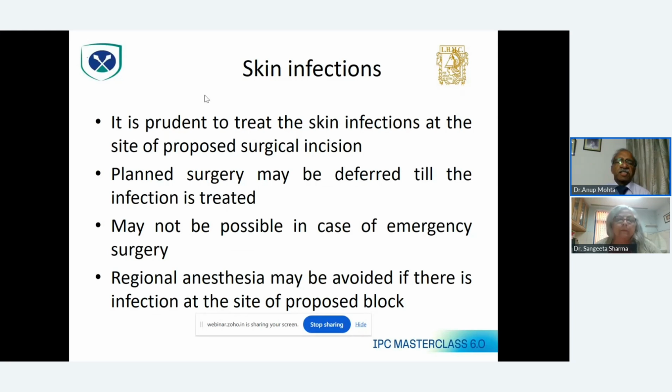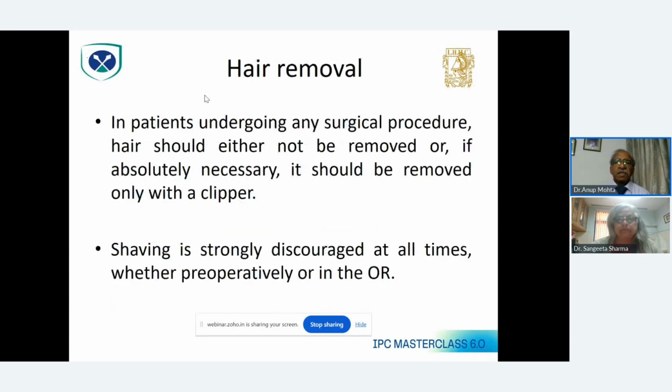So it is the importance of the skin condition or the skin health at the time of beginning the case. Coming to the most controversial issue of hair removal or the surgical site preparation. Now, in any patient undergoing any surgical procedure, the recommendation is that hair should either not be removed, or if absolutely necessary, it should only be removed with a clipper in the theater, right? Shaving is strongly discouraged at all times, whether preoperatively or in the OR.